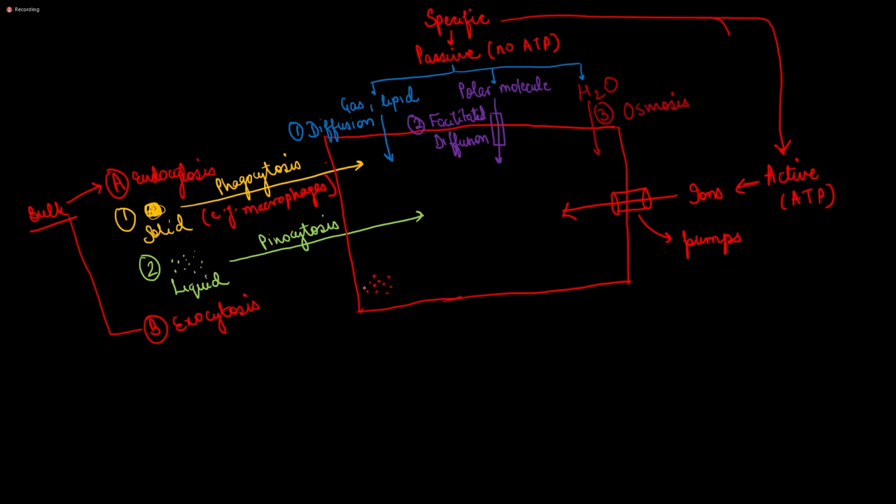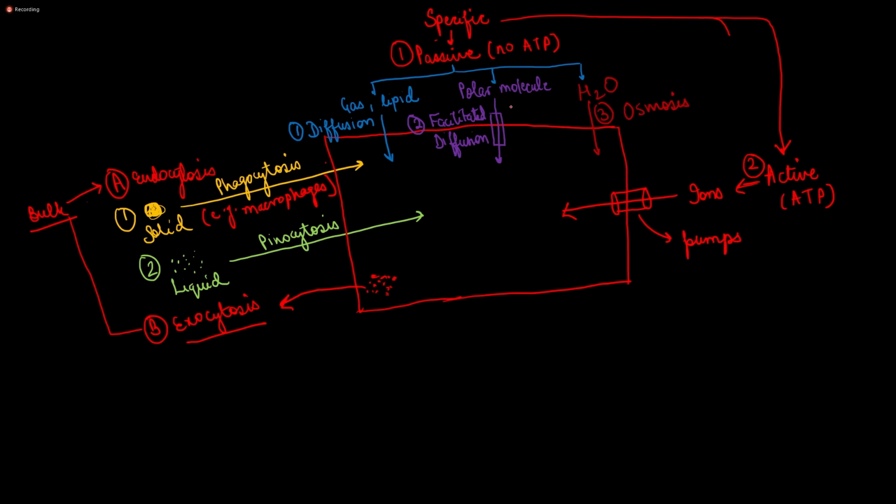And if the cell secretes something out, so suppose this is a material, if the cell secretes this out, then this process is known as exocytosis. Now, if you talk about specific transport, it is of two types. The first one was passive transport and the second one is active transport. In the case of passive transport, no ATP is required and it is of three types. If it is a gas or lipid molecule, it passes through diffusion.